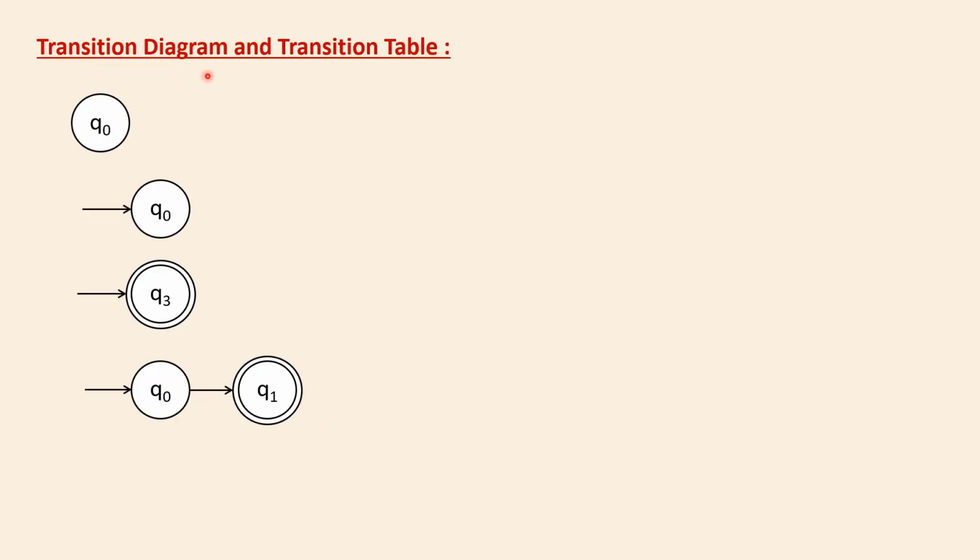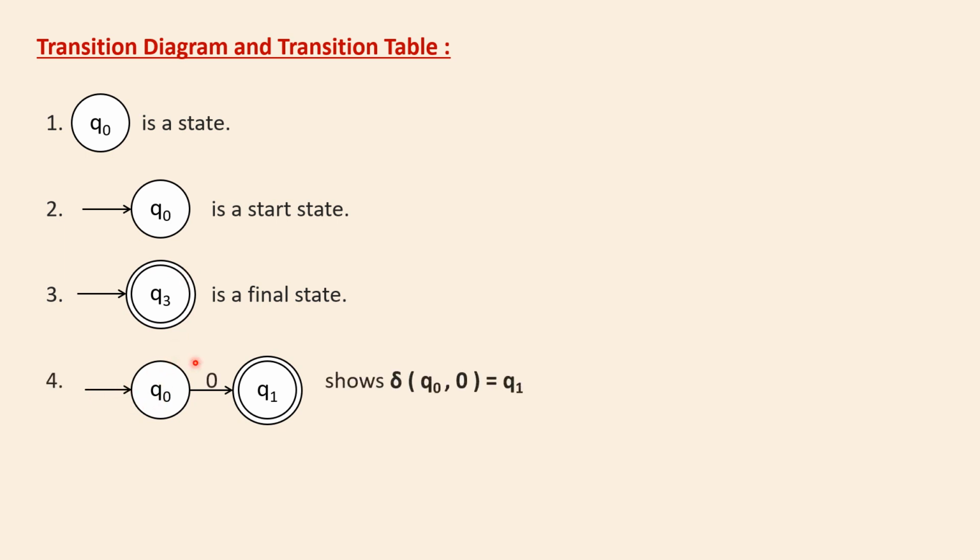Let us now see the transition diagram and the transition table. Here Q0 is a state. Here Q0 is a start state because there is an arrow pointing towards Q0. Here Q3 is a final state because we have a double circle here. This is to show a transition, that is, on input 0, the state moves from Q0 to Q1.